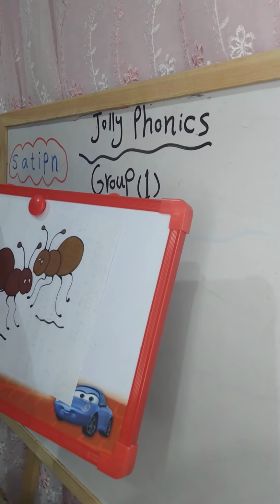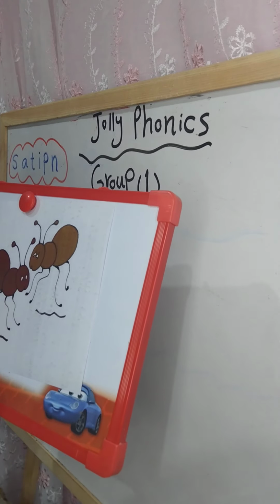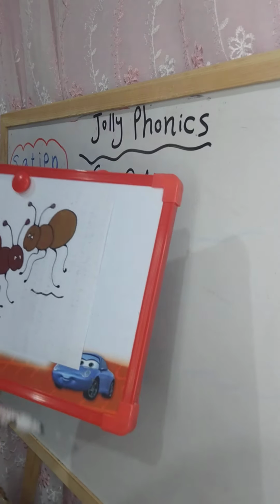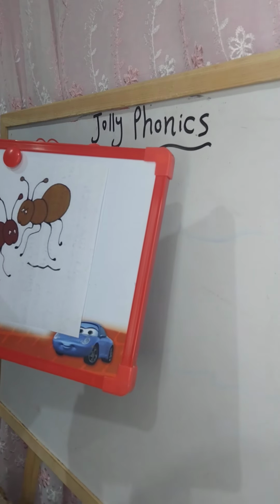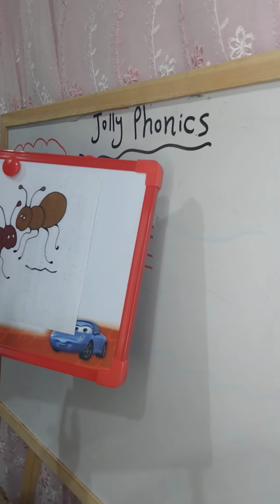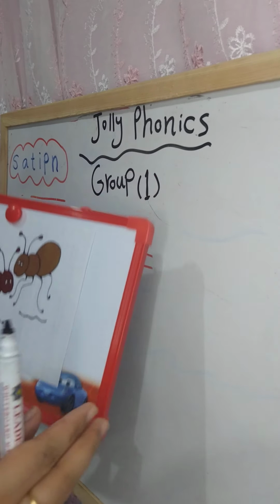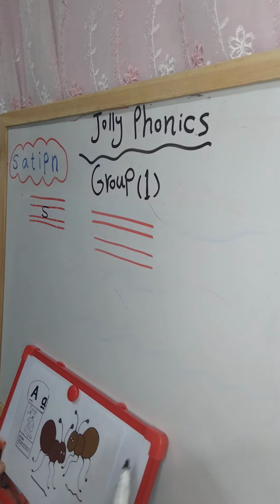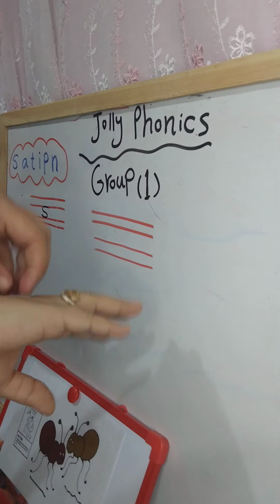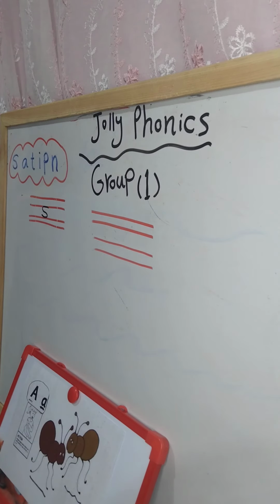This is the sound a. The sound a. Which sound is it? The sound a. A for ant. Excellent. Okay, now let's do the action. Ants on my arm. Ants on my arm.